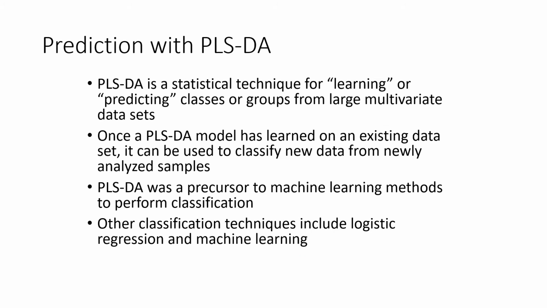So PLSDA learns through large multivariate data sets. Once the PLSDA model has learned on a training set, then it can be used on new data as test sets. PLSDA, which was developed in the 50s and 60s, is in essence a precursor to machine learning to perform classification. PLSDA is more of a statistical method, whereas machine learning has elements of neural nets and other techniques. There are lots of other classification techniques like logistic regression that can also be used to separate categories or classes.